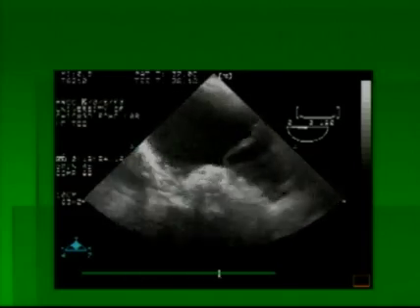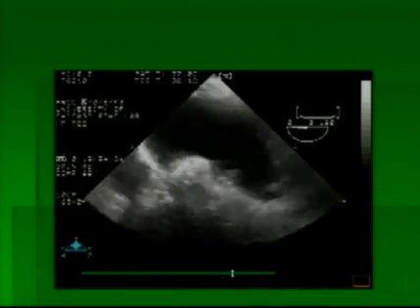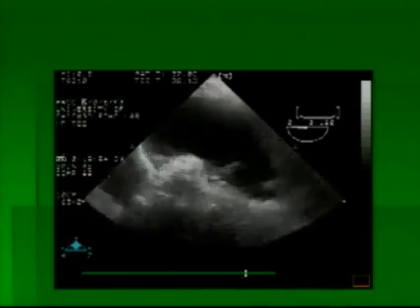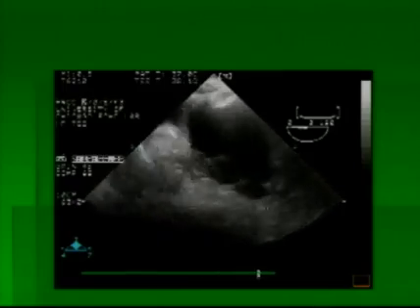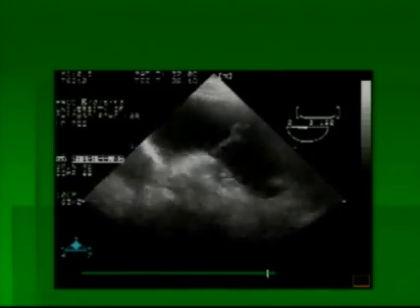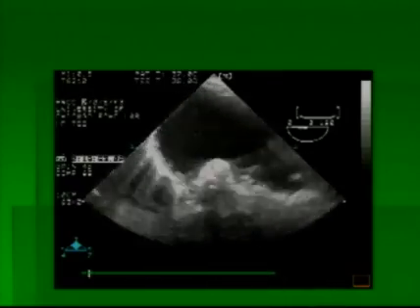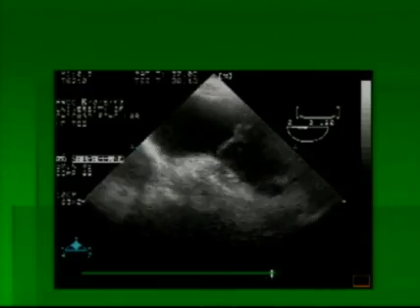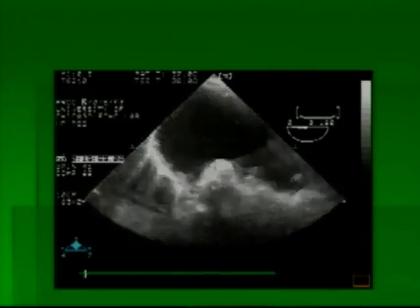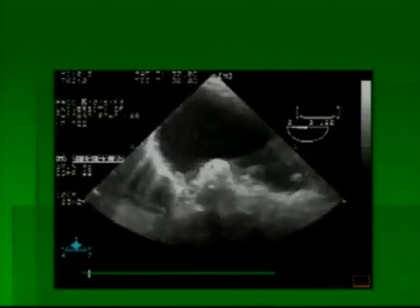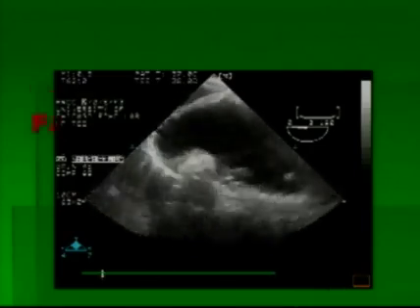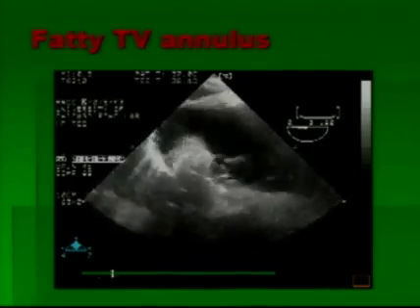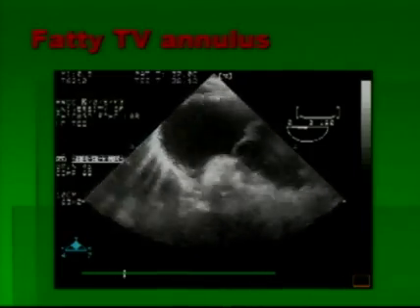This is another finding which looks very mass-like. You can see in this transesophageal view, right in the middle there is this rather bright structure which appears to be arising from the lateral annulus of the tricuspid valve. Above we can see the right atrium, below is the right ventricle. This is fatty infiltration of the tricuspid valve annulus. It is a normal structure.